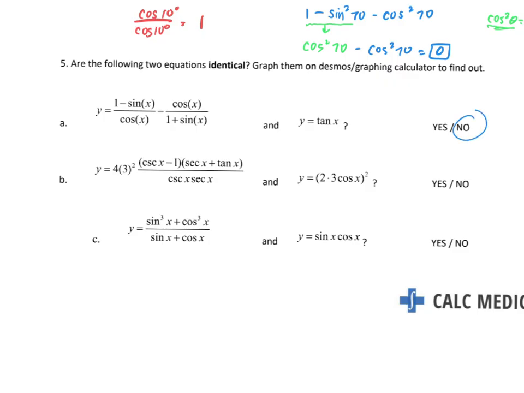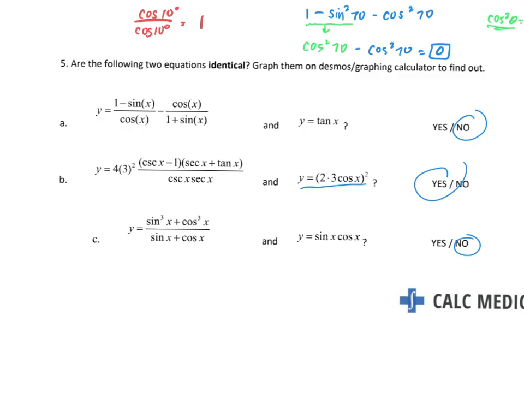Okay, so you should have gotten that the first two are not the same. The second two are. So this very complicated expression on the left, 4 times 3 squared times (cosecant minus 1) times (secant x plus tangent x) divided by cosecant secant x, can be reduced or simplified, or is the same as 2 times 3 cosine squared, okay? And these other two were not the same.